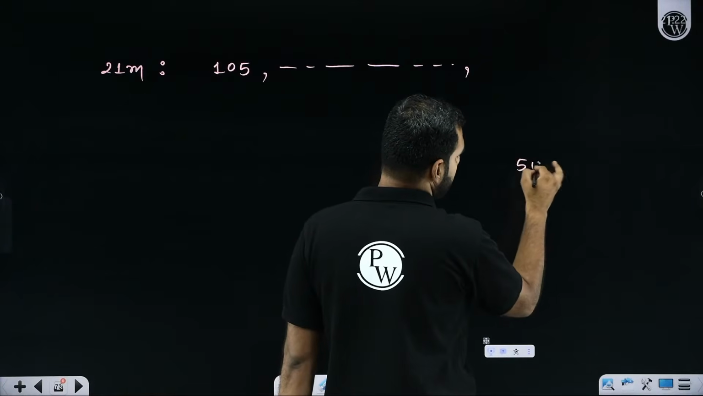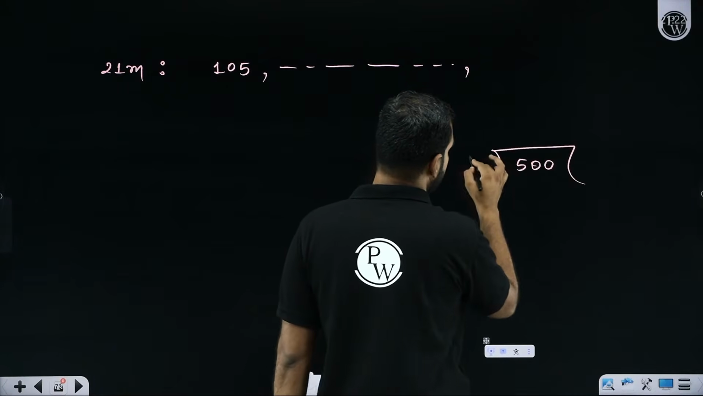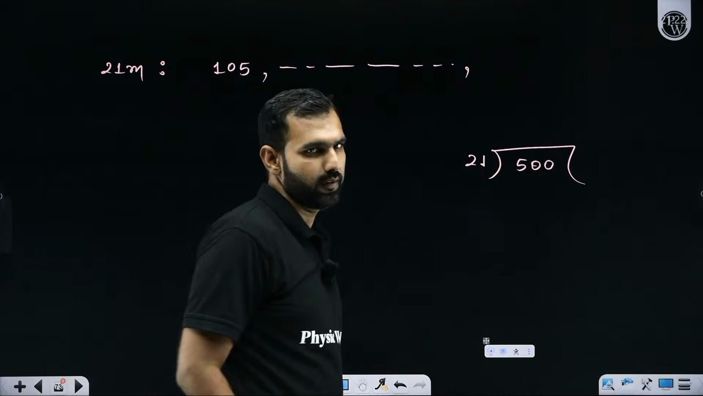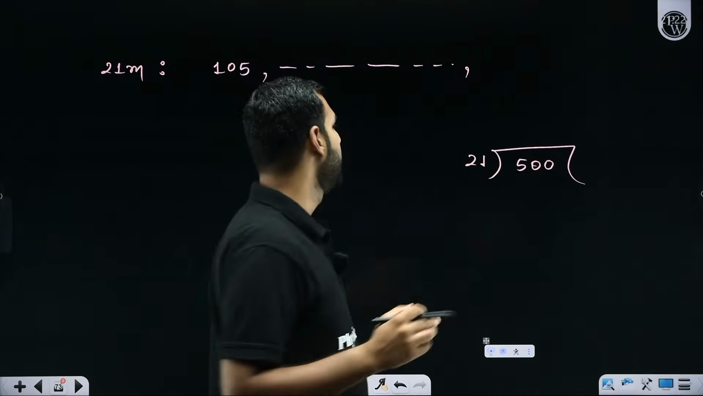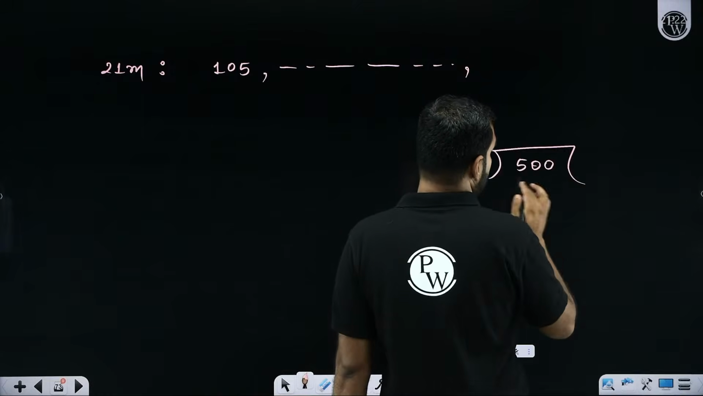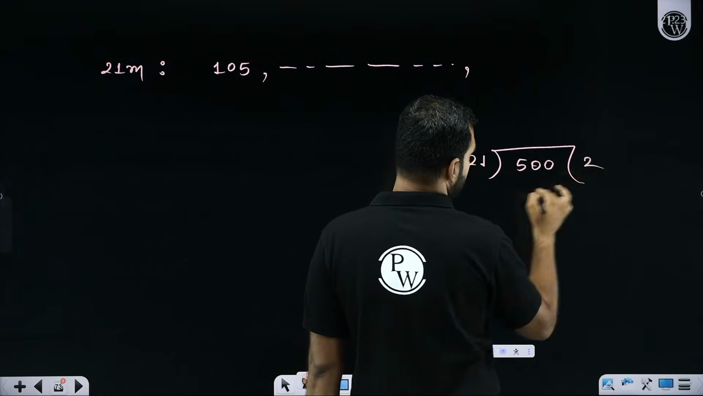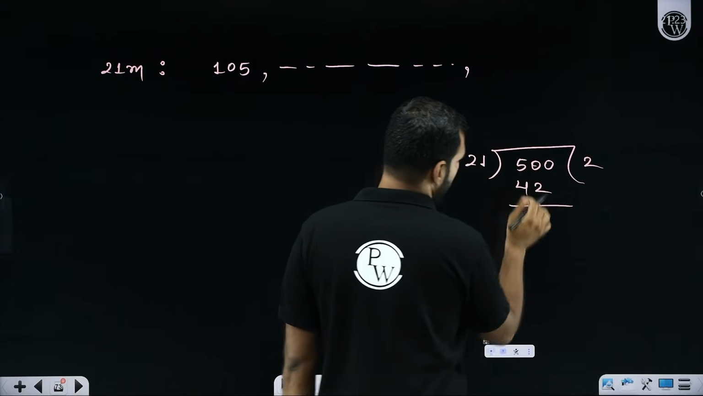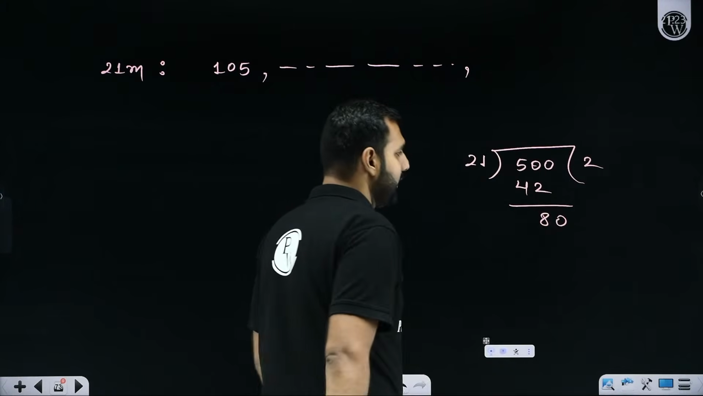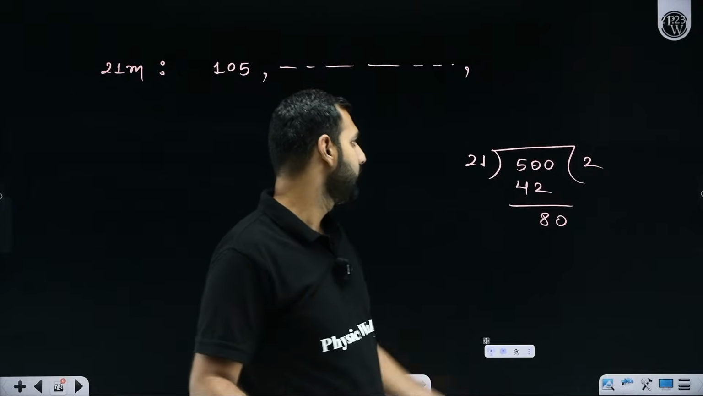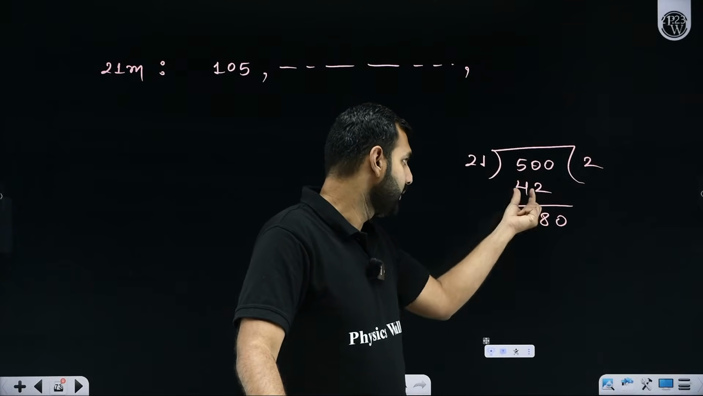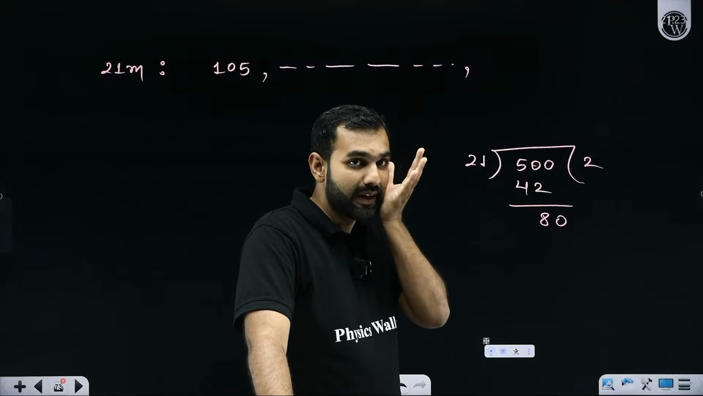So I'm having 500 and I'm trying to divide it by 21. Let's see whether it is divisible by 21 or not. Of course, it will not be. But if I try and do so, 21 into 2 is 42. So this is 42. That leaves you with what? 8. Yes or no? So that leaves you with 80. Everybody got that? I hope no confusion. 42, that means 8, and this 0 gives you 80.